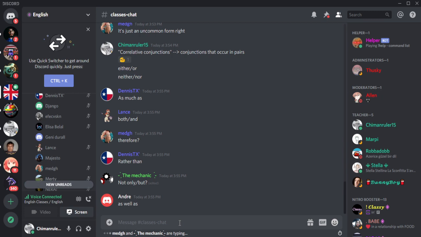So, no, as well as, and therefore are not examples. Again, these are conjunctions that occur in pairs. So it's two conjunctions working together, not one. It's not more than one word. It's two conjunctions working together.